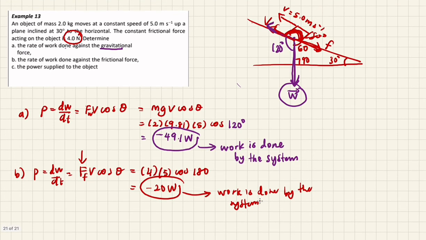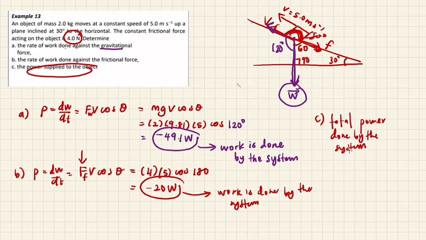And final question C. Soalan C minta kita cari power supplied to the object. So maksudnya total lah. Tadi kita cari power disebabkan oleh weight and also disebabkan oleh frictional force. So sekarang dia nak power supplied to the object. So tadi kita cari work done by the system, so dia adalah negatif. Tapi sekarang dia nak supply to the object, so kita akan positifkan semua nilai lah. So sebenarnya total power done by the system equals to power on the object.